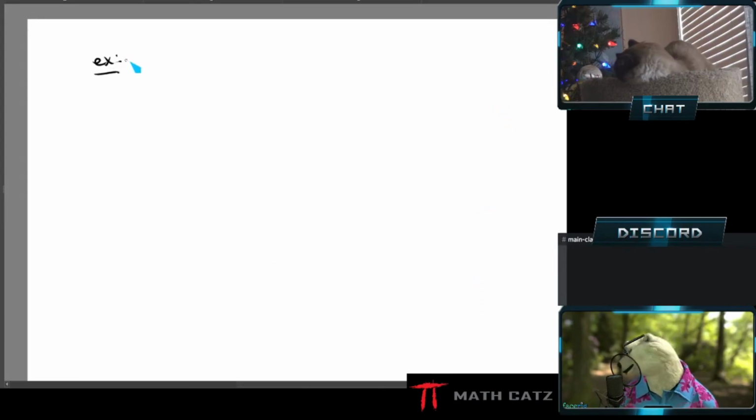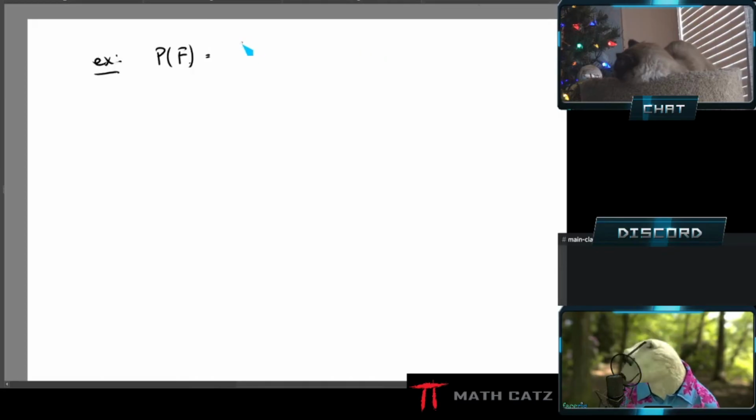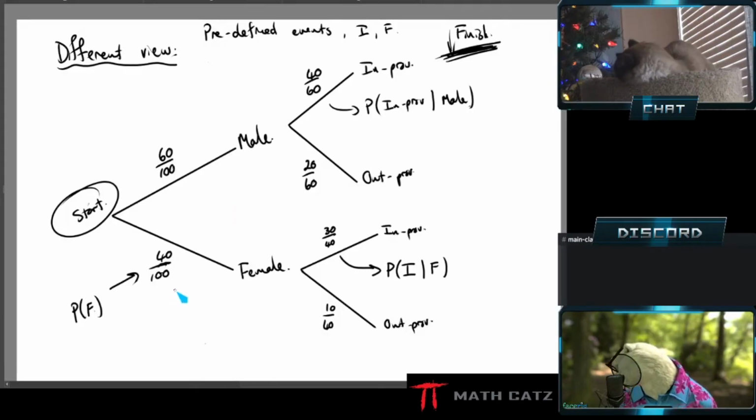Easiest would be, for example, the probability of being female. Straightforward probability, and it's the first branch. It's just 40 out of 100. Okay. It's easy because that one is visible on the tree diagram already. It's right there. I read it off. It's the first split.